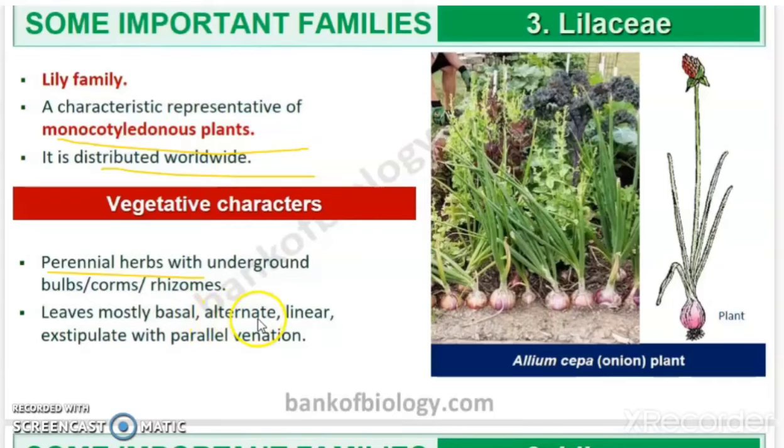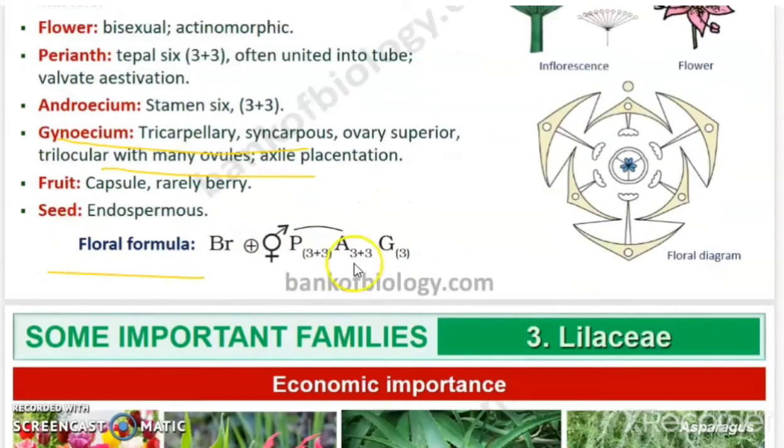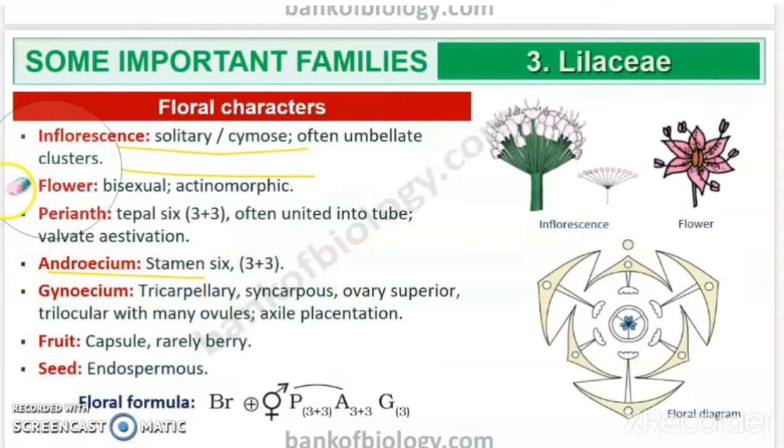And then some plants have alternate leaves also, and the leaves are linear. Linear means it will be straight, and they are exstipulate, which means that leaf-like structures will not be seen at the leaf base in such Liliaceae plants, and they have parallel venation. So this is one variety which has parallel venation, and they don't have reticulate venation. Okay, now coming to floral parts, it is very interesting, children. Here we have some more new parts included in the flower.